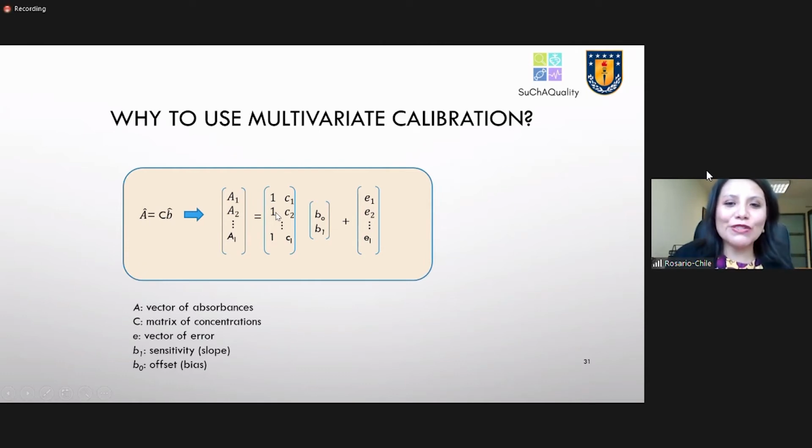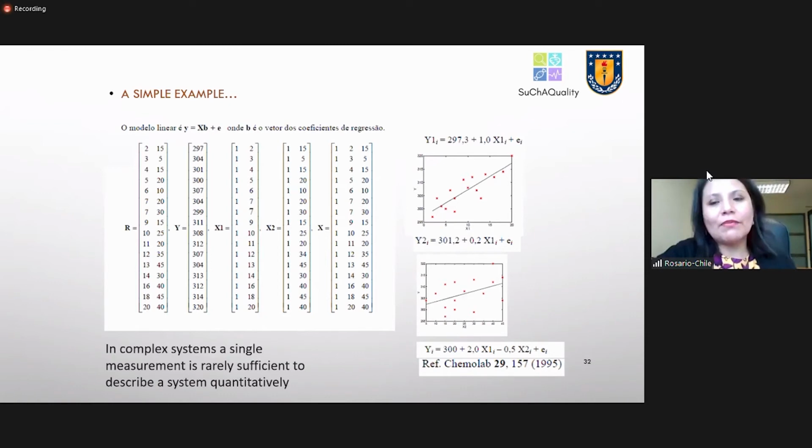But in most of the methods used now in multivariate calibration, it's on the contrary. It says that concentration depends on the signal because the signal has less error, okay? So, but why use multivariate calibration? I can explain that using just a very simple data set.